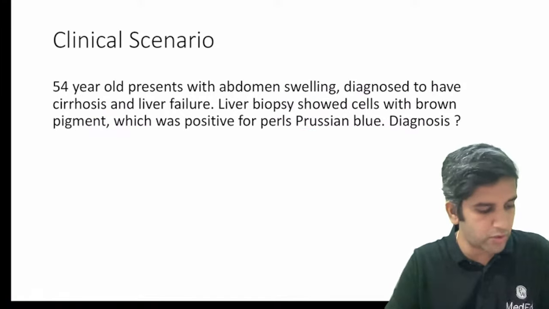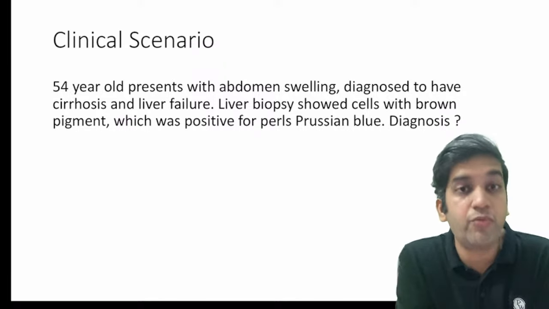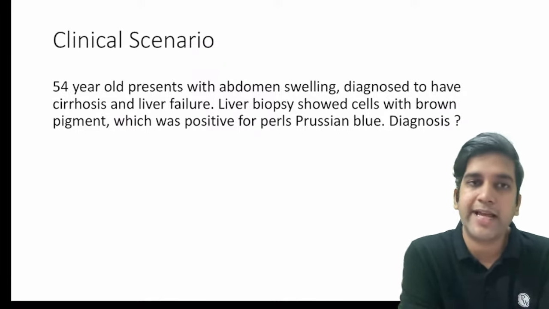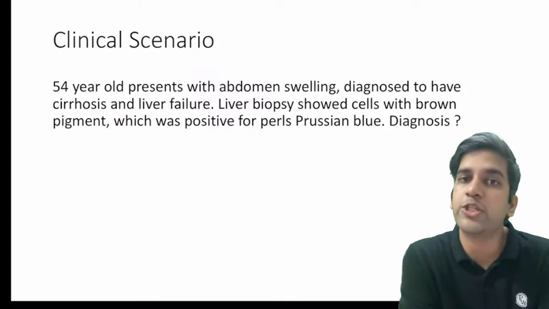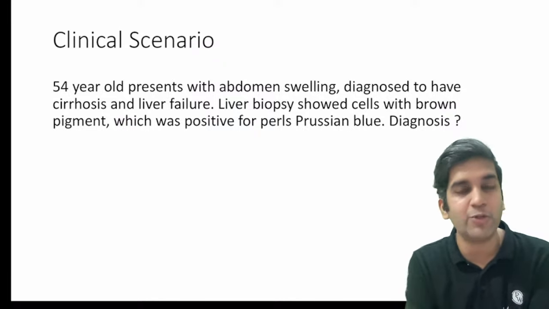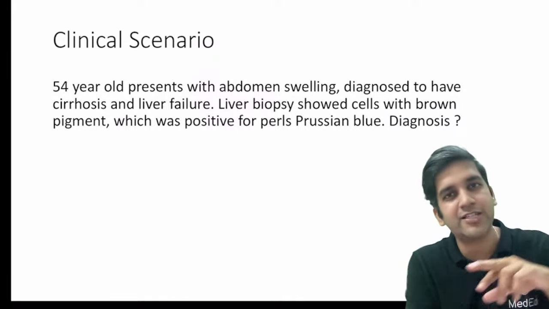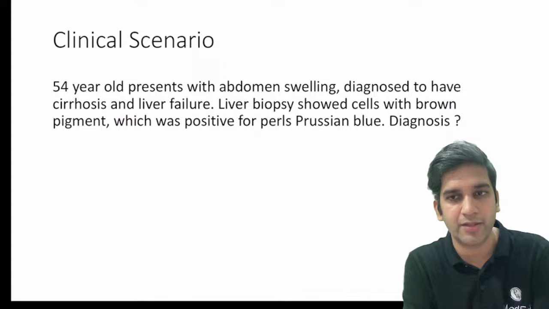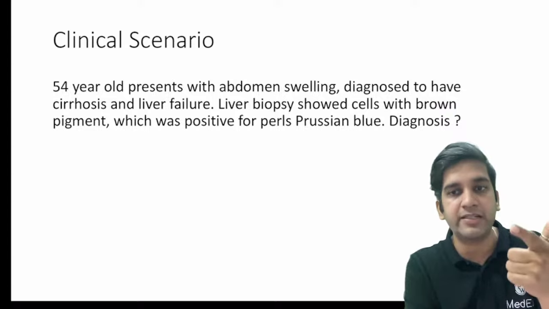Great. Okay, next question. A 54-year-old person, abdomen swelling, diagnosed to have cirrhosis, liver failure. Liver biopsy shows brown color pigment, which is positive for Perls' Prussian blue. Diagnosis? Now tell me the right diagnosis. Most of you told this answer in a different place. Now this is what is hemosiderosis, right? Hemosiderosis most often involves the liver, pancreas, skin, right?